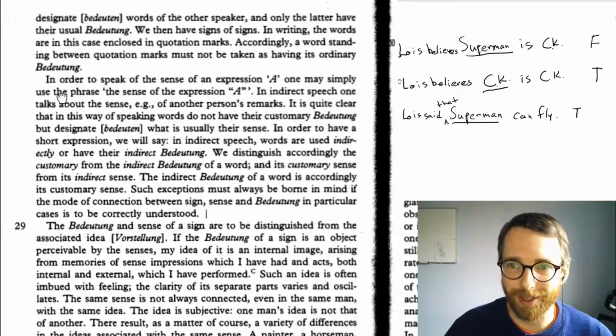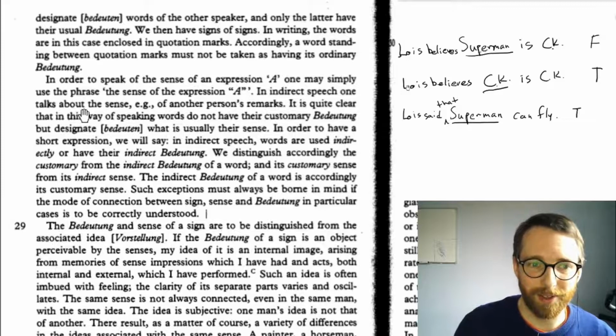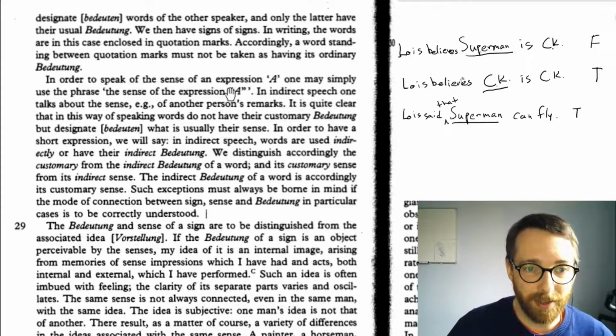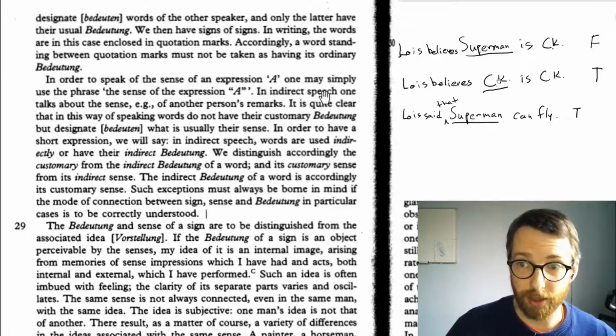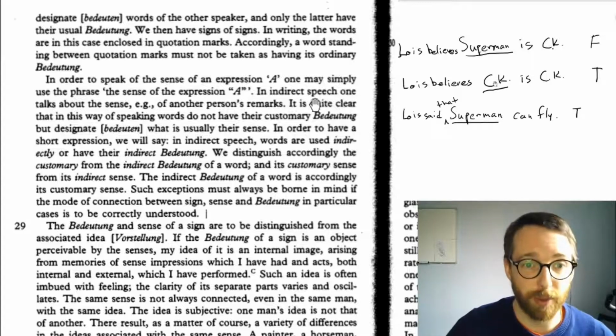Here's a hint. He's going to say, we're going to talk about the sense of something. So in order to speak of the sense of an expression A, one may simply use the phrase, the sense of the expression A. That's not interesting. I don't want you to pay too much attention to that. Here's something else, though. In indirect speech, and indirect speech here means something like indirect quotation, like this example of quoting with said, that, and then using your own words to say what somebody said. In indirect speech, one talks about the sense, for example, of another person's remarks. It is quite clear that in this way of speaking, words do not have their customary reference, but designate what is usually their sense.